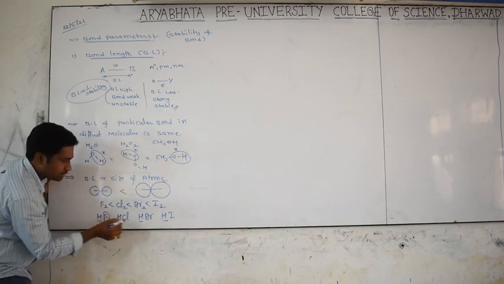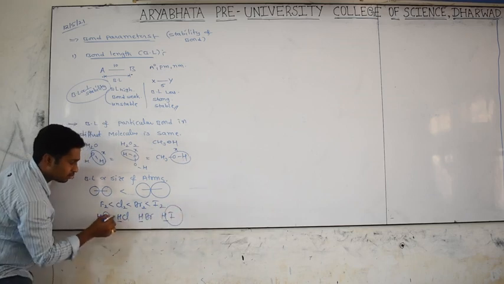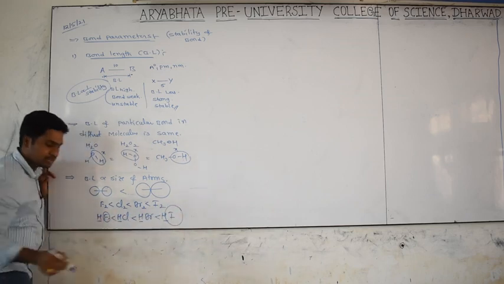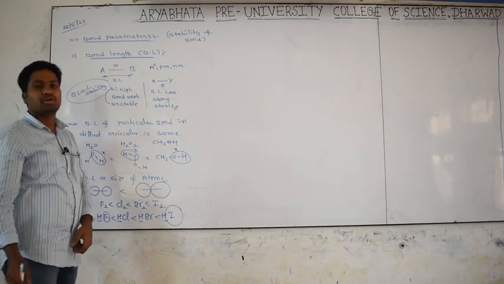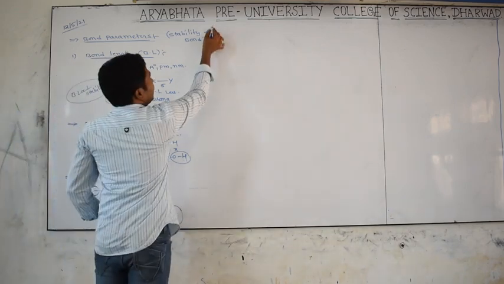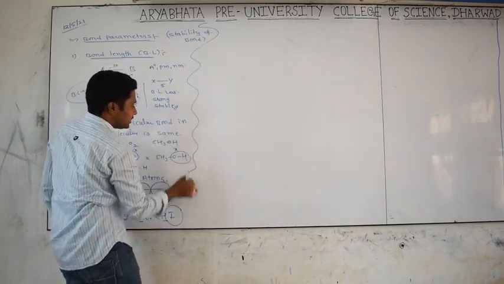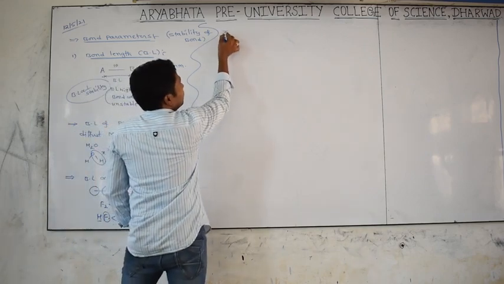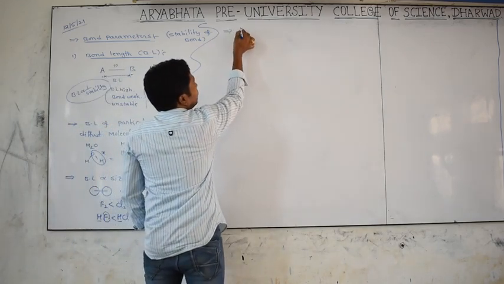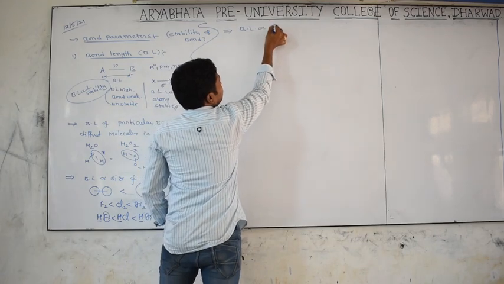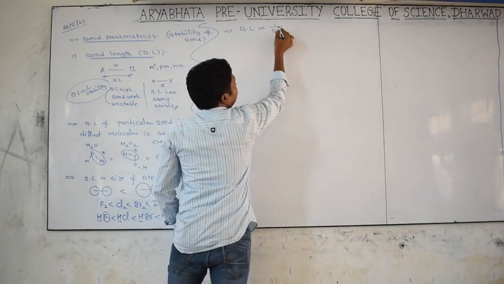Fluorine is small in size, iodine is bigger in size. That's why, as the size of the bonded atom increases, bond length also goes on increasing. I will tell you some other special things related to bond length. Listen carefully. Bond length is inversely proportional to bond order.